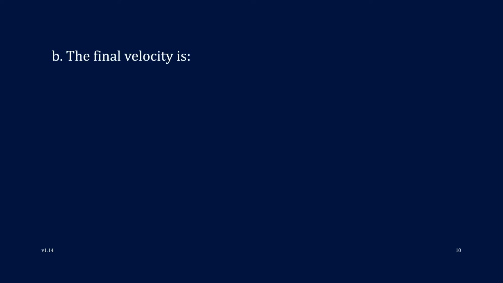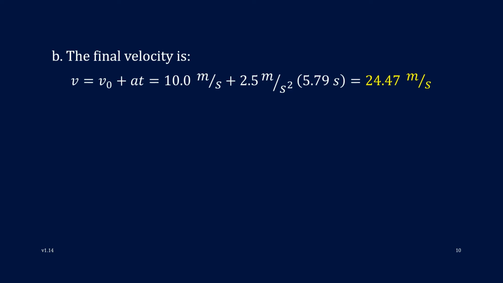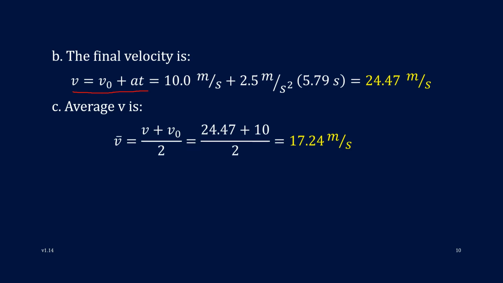So let's find what the final velocity is. This is the equation right here we're going to use. We solve for the final velocity, which is already in this format, and it's 24.47 meters per second. How about the average velocity? Well, we use the average velocity equation right here, plug in the values, and we get 17.24 meters per second.